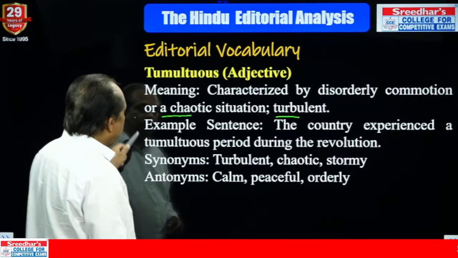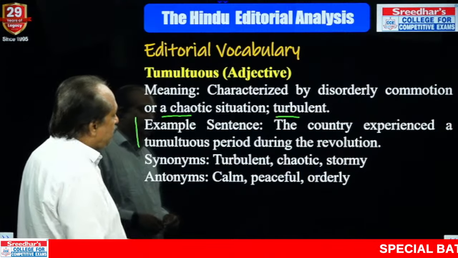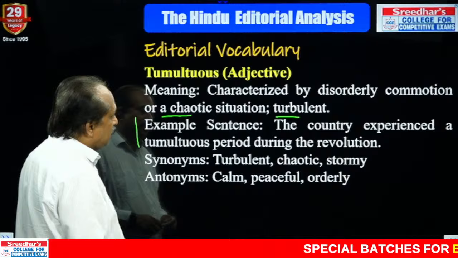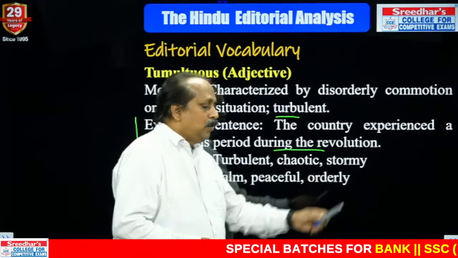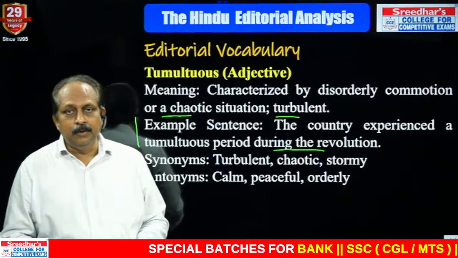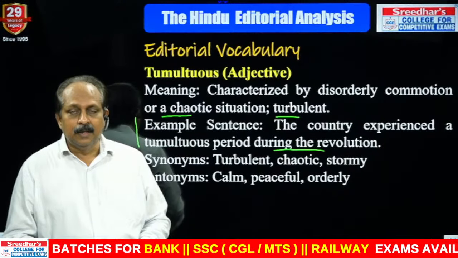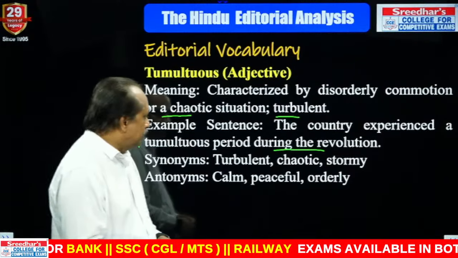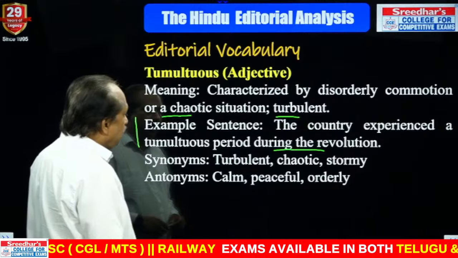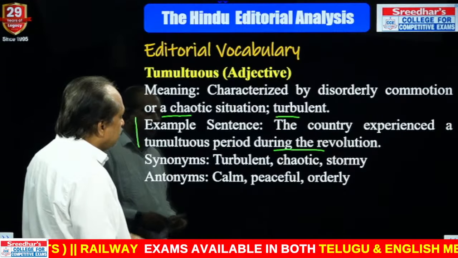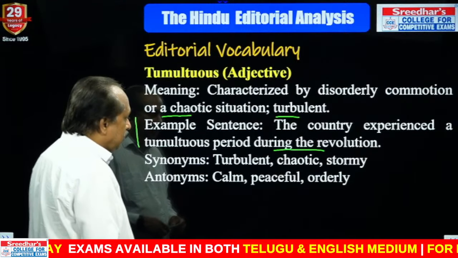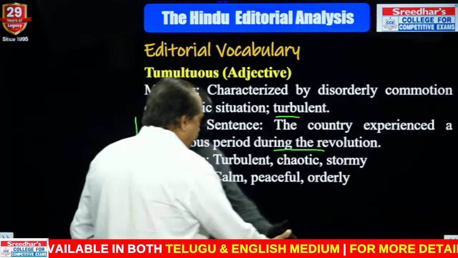Look at the example. The country experienced a tumultuous period during the revolution. Whenever there is a revolution or an upheaval, uprising, obviously, that particular place experiences a tumultuous situation or period. Antonyms: calm, peaceful, orderly. Everything under control.